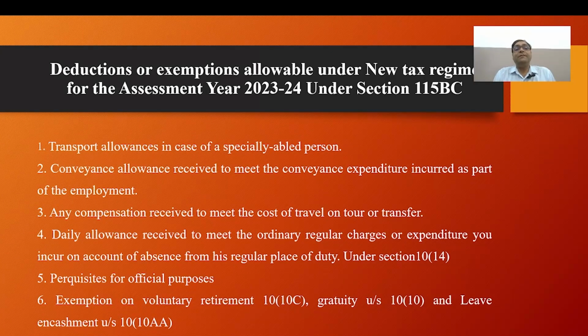And the third point is conveyance allowance. Any allowance granted to meet the expenditure incurred on conveyance in performance of the duties of an office or an employment of profit, provided that free conveyance is not provided by the employer. Whichever is less will be tax exempted.